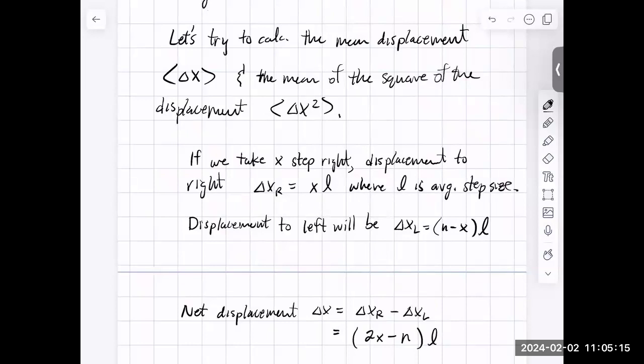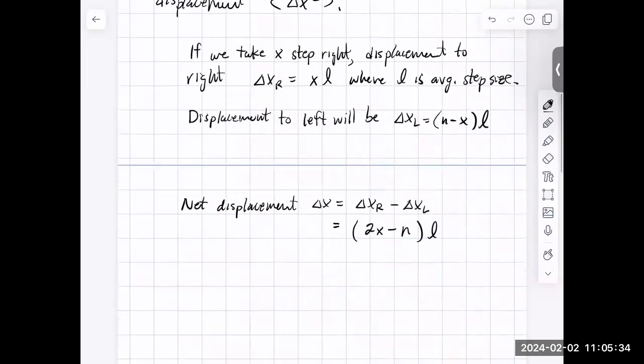This makes sense because if x is equal to n/2, half the steps were to the right, then 2x is just going to be n, and we'd have n minus n is 0, and our net displacement would be 0. So that seems to make sense. We're going to calculate the average value of delta x. We're also going to calculate eventually the average value of delta x squared. So let's just write out delta x squared right now. It's going to be 4x squared minus 4nx plus n squared, all multiplied by L squared. So we're going to find the averages of both of these quantities. That's the goal.